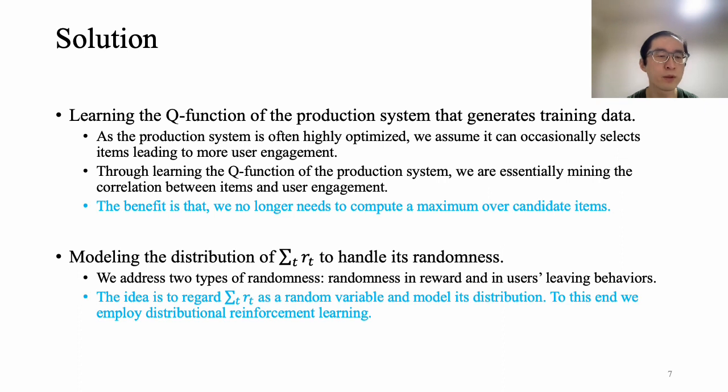Meanwhile, we propose to model the distribution over the sum of rewards to handle its randomness. We address two types of randomness, the randomness in reward and the randomness in users' leaving behaviors. The idea is to regard the sum of rewards as a random variable and model its distribution. To this end, we use distributional reinforcement learning. You can check our paper for details.